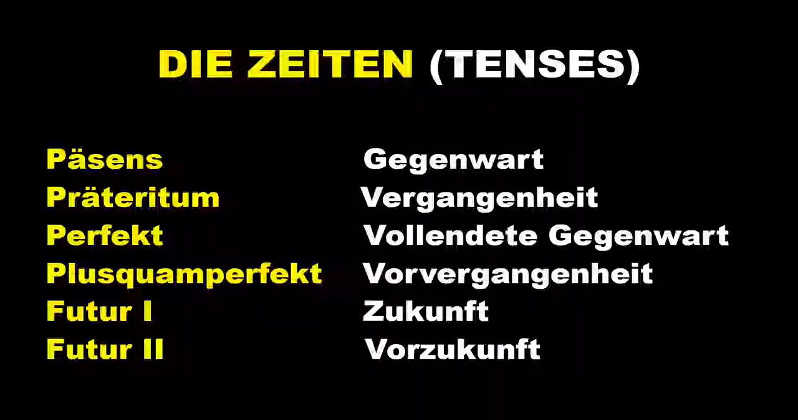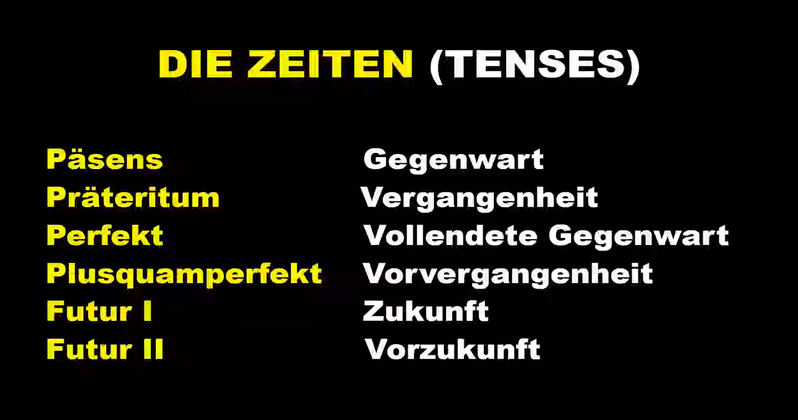Next comes Futur 1, that is Zukunft. Zukunft, that is future tense. Simple future in English sometimes we call it. Then comes Futur 2, that is Vorzukunft. Now you can see this similarity. In Plusquamperfekt or past perfect, we have just added a prefix vor. Vor means before, or the things which have already happened. So Vorvergangenheit is past perfect tense, and Vorzukunft is future perfect tense.